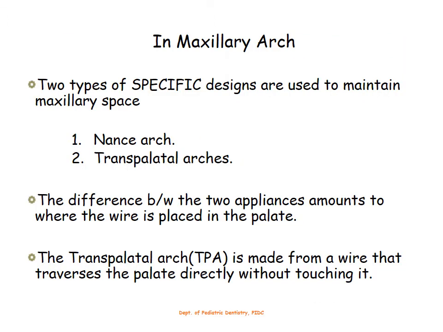So now moving on to the maxillary arch. In the maxillary arch there are two specific designs which are used to maintain the maxillary space: the Nance arch or the transpalatal arch. The difference between the two types of maxillary arch space maintainer is the wire placement on the palate. In one you have an acrylic button which is resting on the rugae area, the other is the transpalatal, which runs transversely across the palate without touching it.